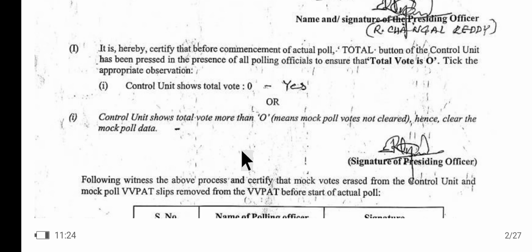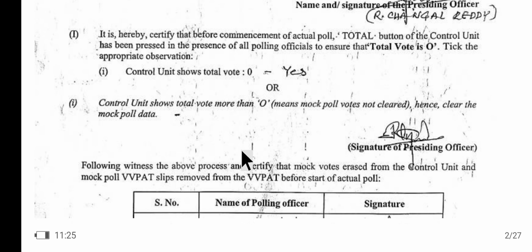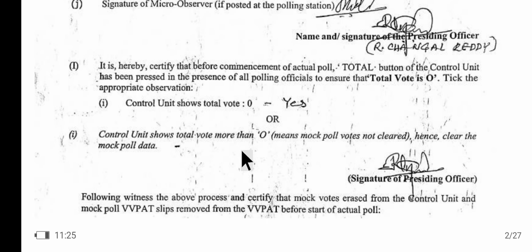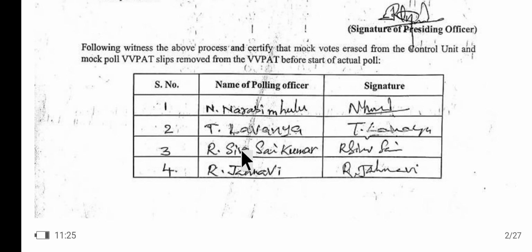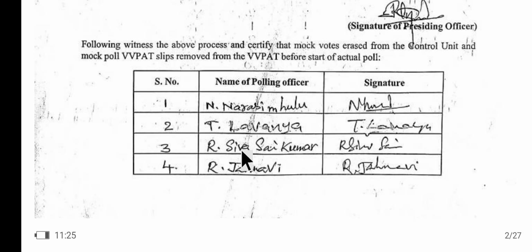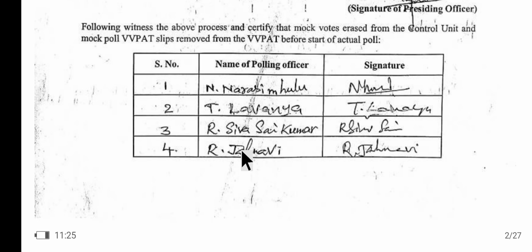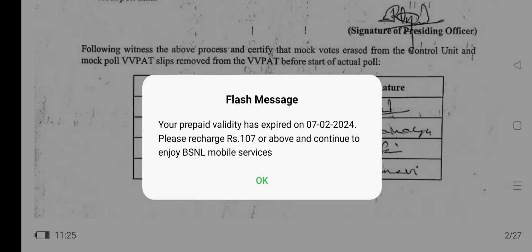So is control unit shows total vote, yes or no? Control unit shows total vote more than 0, or means mock poll votes not cleared, hence clear the mock poll data. So whichever is applicable we need to fill in, and this is the sample information only. Please ensure that this is not the actual data to be copied. It should be verified and it should be as per your strength of the electors, electoral voters and other information, which is as per your allotted mandal and constituency.